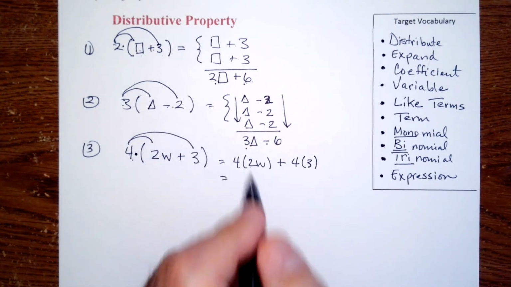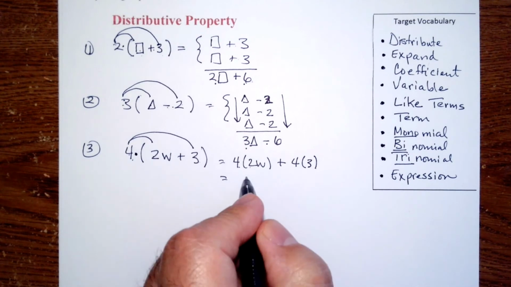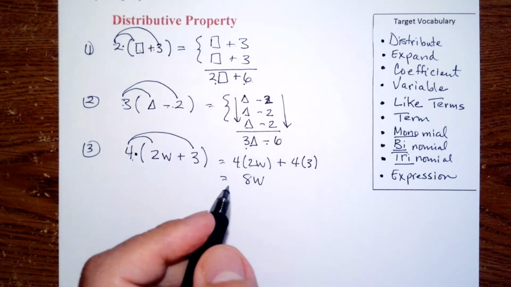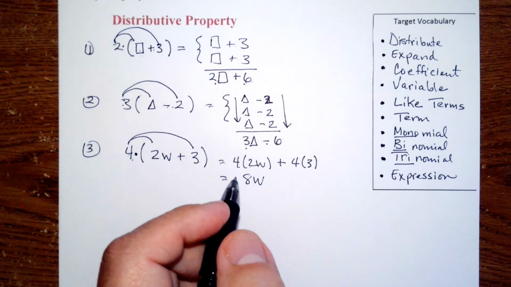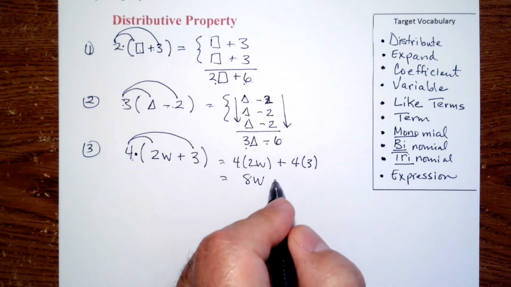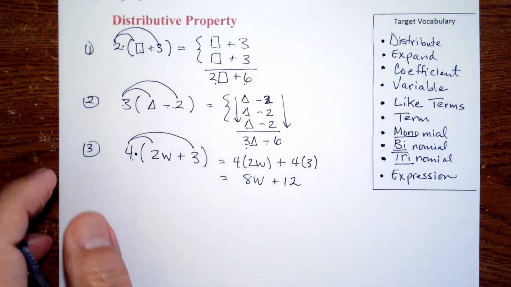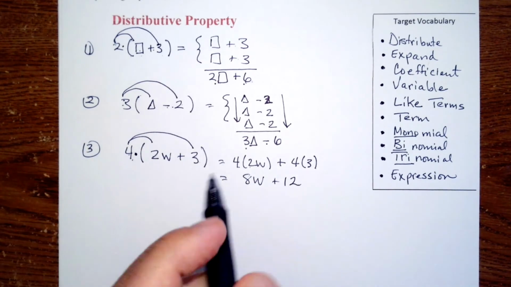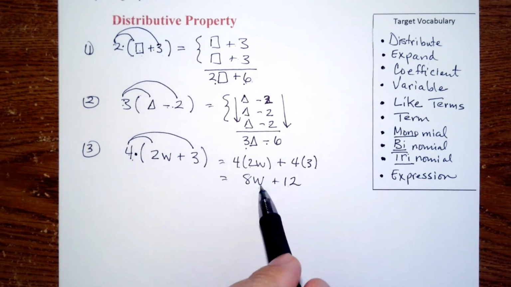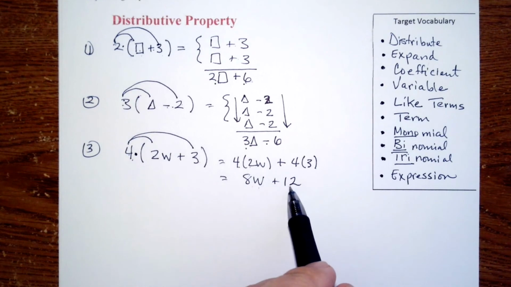Can I multiply 4 times 2? Correct. And you're ahead of me. You know that 4 times 3 is 12. Now, sometimes students believe that they can combine these and add these. 8w plus 12, sometimes they say it's 20w. Well, no, you have to be careful.